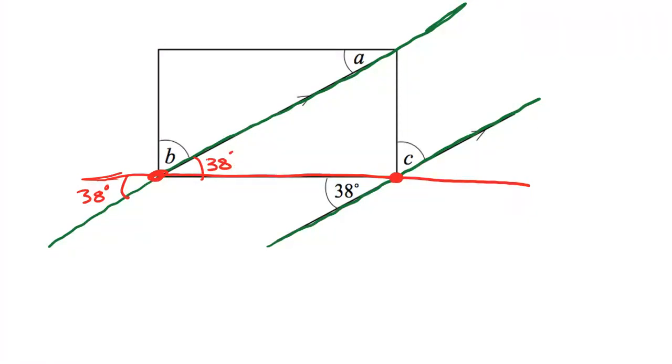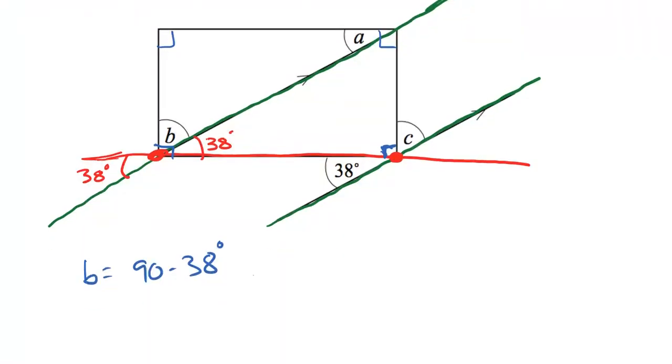If I've now got this rectangle, well, I know that lots of angles here. I know that I've got 90 degrees in total, for example. So all of these are going to be 90 degrees. Well, then B is going to have to be 90 take away 38 degrees. So 90 take away 38 degrees is going to be 52 degrees. Right, what else? What about A?